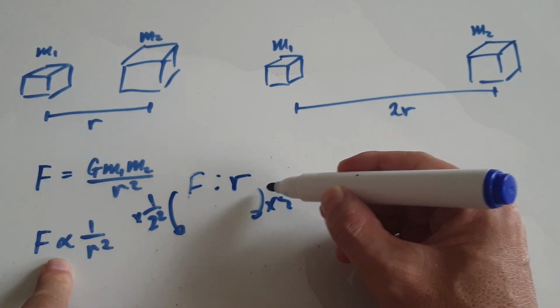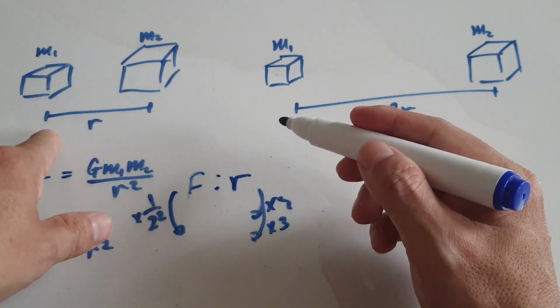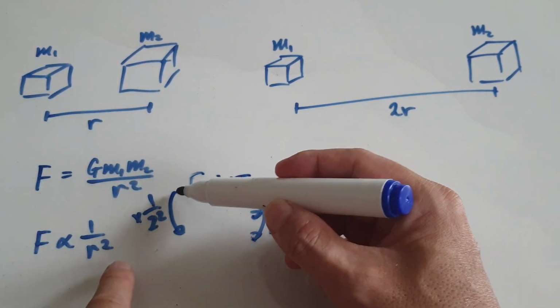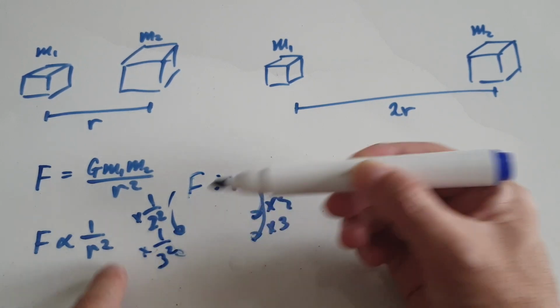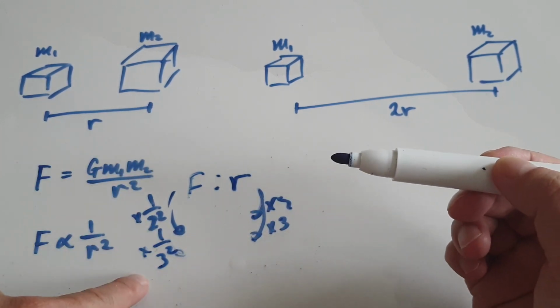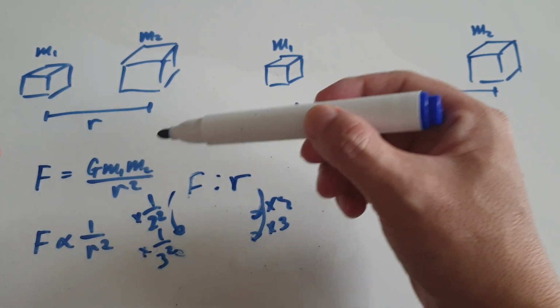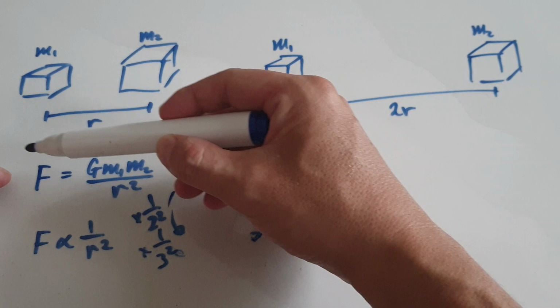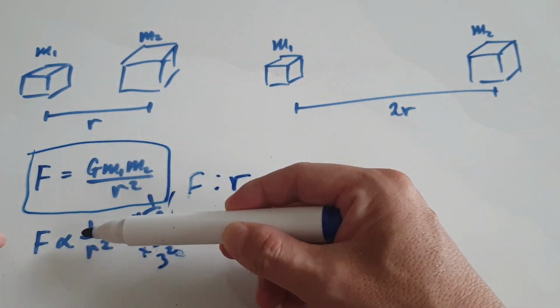When you look at this, what it means is if you triple the radius, if you triple the distance that separates the two, then the force will be times 1 over 3 squared. It would be 9 times weaker. So that's what it means. But let's try and understand why or how we can get from here to here.